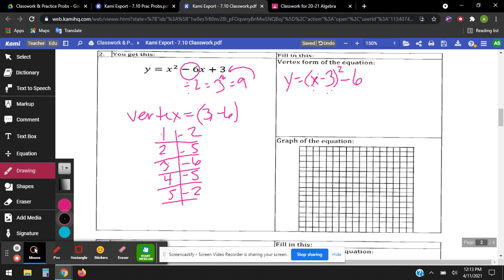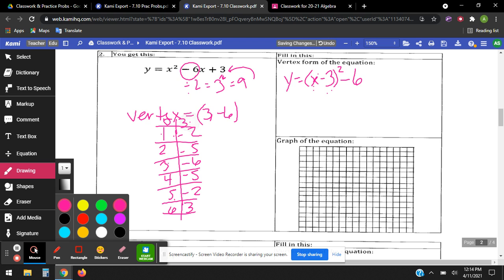So I know I need to have these guys, a whole bunch of negatives in the y. I could look for my y-intercept. We haven't hit it yet. Maybe let's do one more here to see if we can get to it. So if we do 6 and 0, 6 minus 3 is 3. 3 squared is 9. 9 minus 6 is 3. So that gets me when x is 0, y equals 3. So that's my y-intercept.